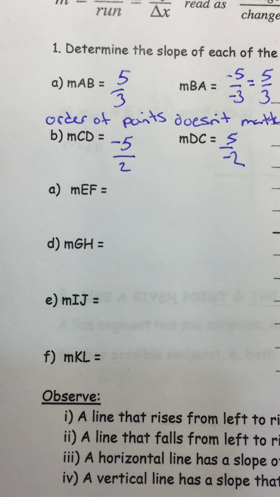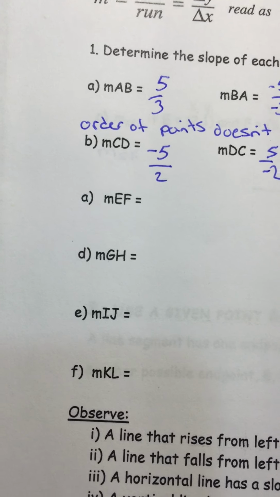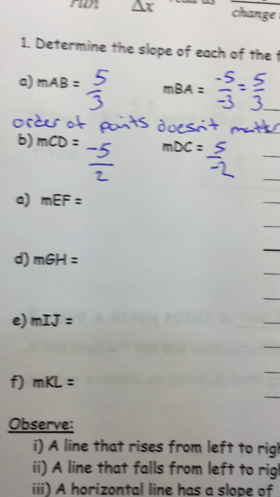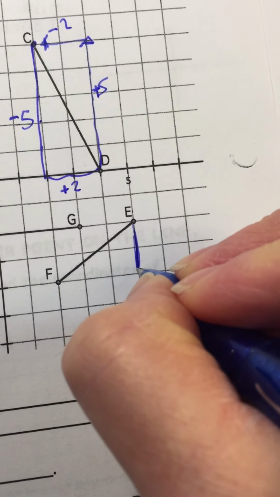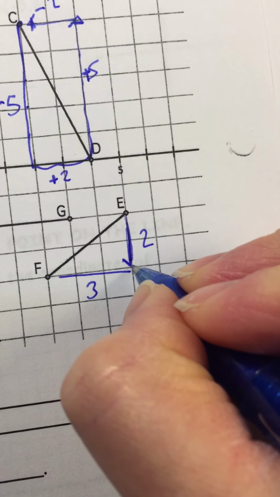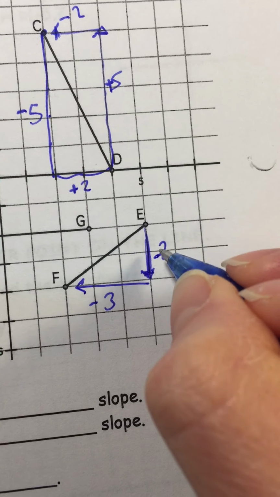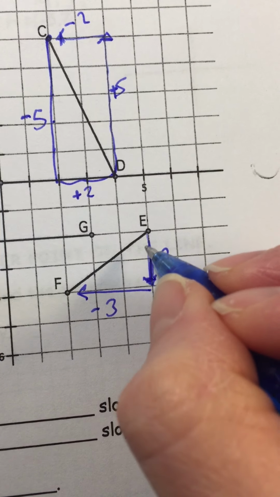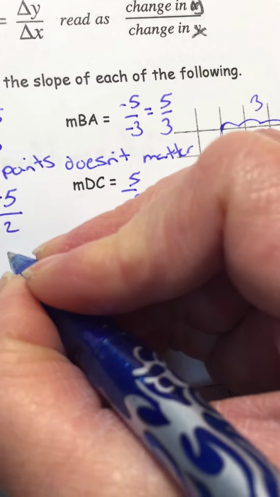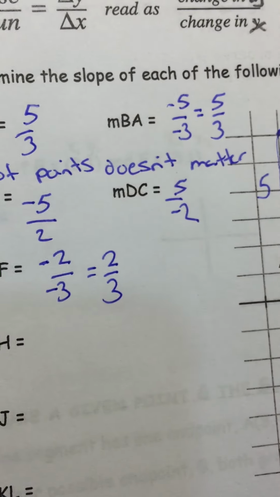Okay, let's continue on to the slope of EF. You can just do all of these and see what you get, and then turn the video back on and see if you've got it right. Okay, slope of EF. I can see the rise and the run. So from E to F, I go -2, and then I travel -3. So I've got arrows to show the direction of travel from E to F. From F to E, of course, they'd both be positive. So rise -2, run -3, and that becomes 2 over 3.